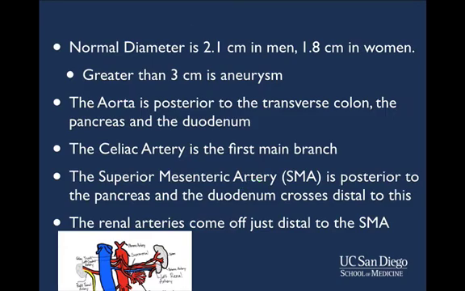A normal aorta diameter in a man is 2.1 centimeters. In women, it's 1.8 centimeters. Greater than 3 centimeters is considered an aneurysm. The aorta is posterior to the transverse colon, the pancreas, and the duodenum.